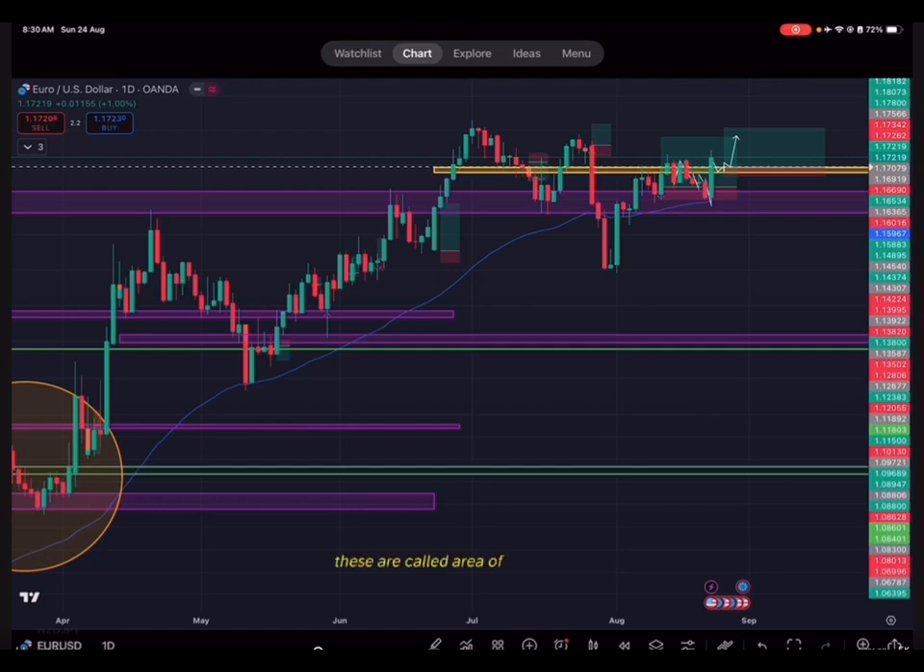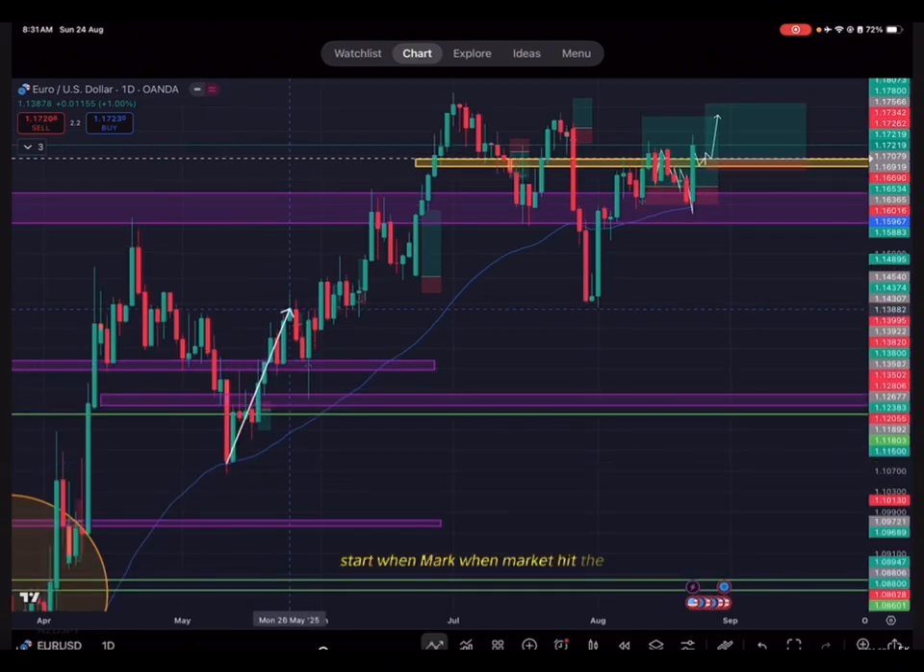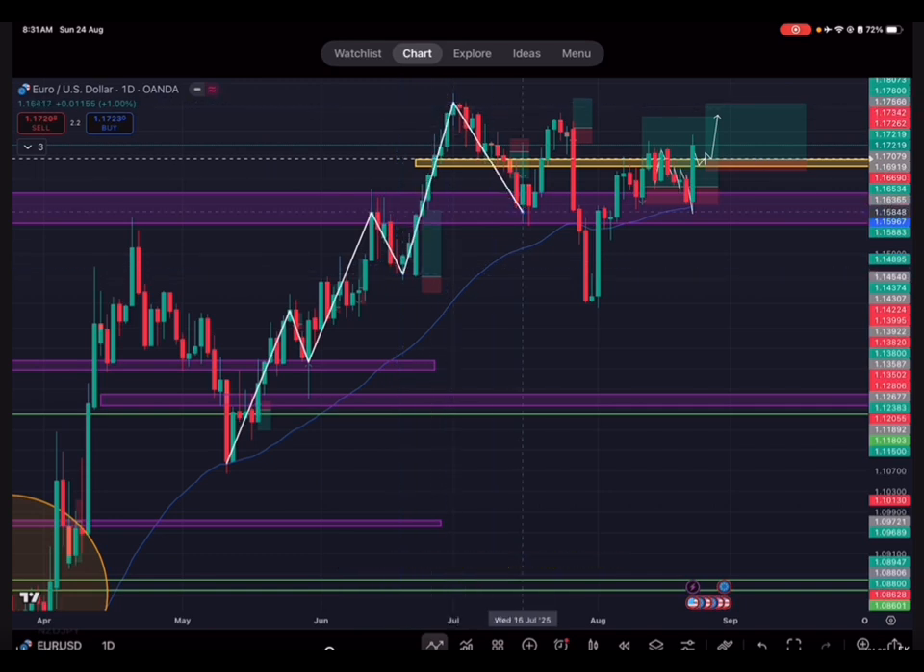These are called areas of interest, where the market gets taps and changes direction, whether it continues or reverses, whatever. Starting when the market hit the bullish settlement, the market creates a higher high, higher low, higher high, higher low, higher high, higher low, and it goes towards a lower high to a lower low. I call this a lower high and lower low.